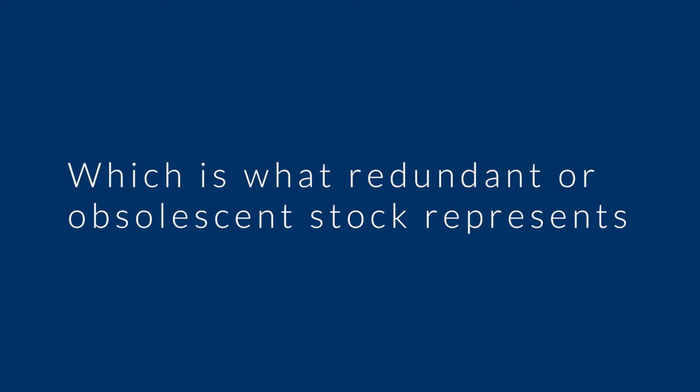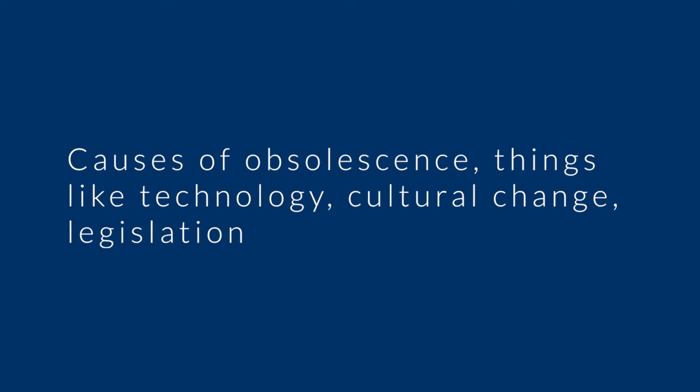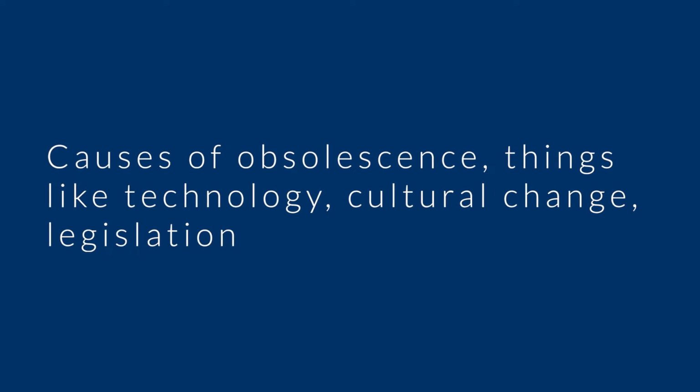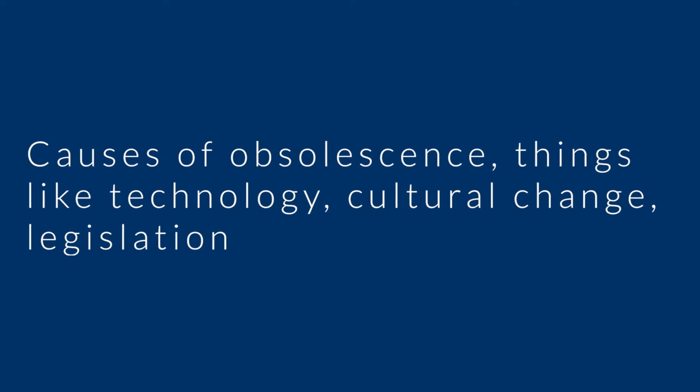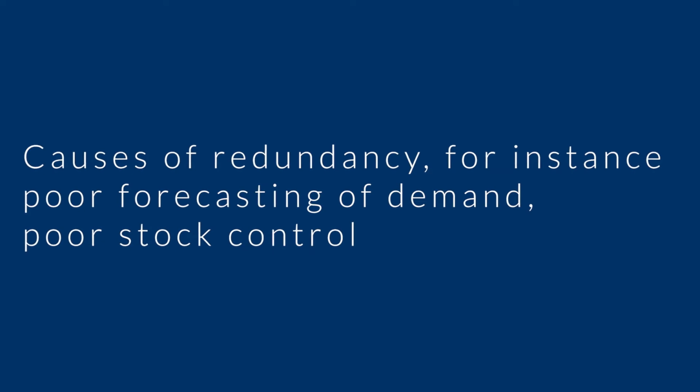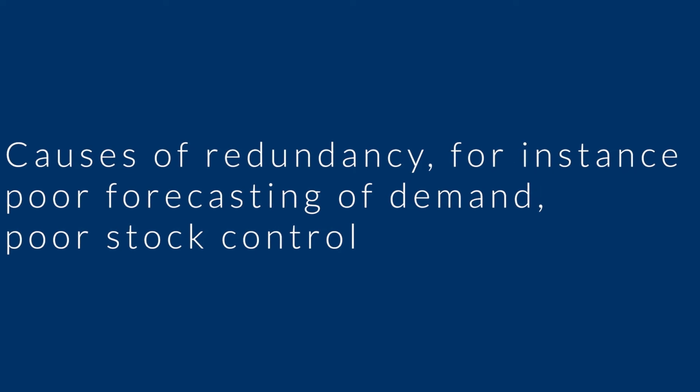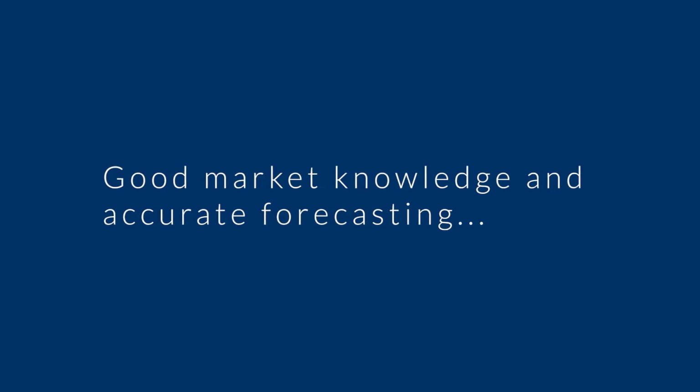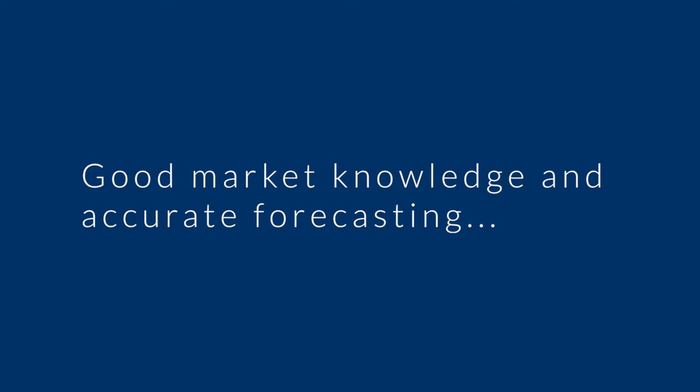You also need to understand causes of obsolescence, things like technology, cultural change, legislation. Causes of redundancy, for instance, poor forecasting of demand, poor stock control. Ways of avoiding both redundancy and obsolescence are things like good market knowledge, accurate forecasting, and things of that nature. So you need to understand all that. Now let's move on to the next one.